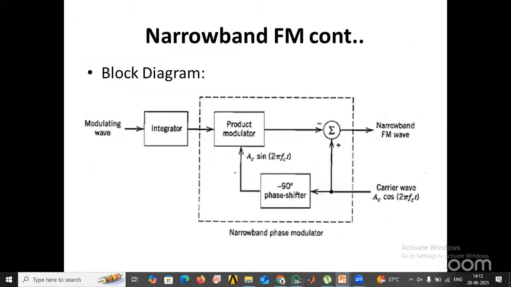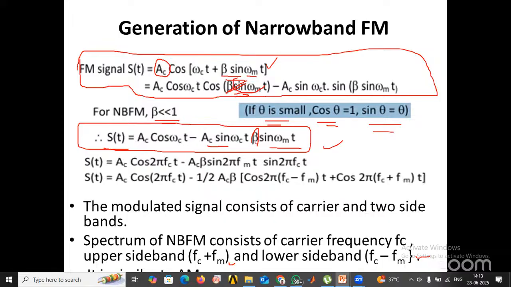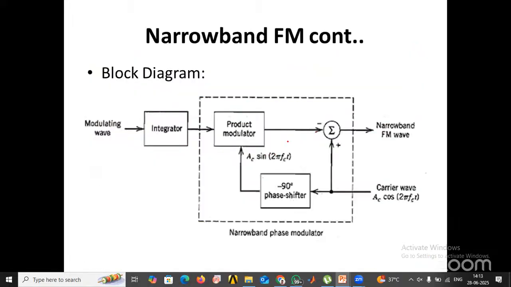So this is the diagram of narrowband FM, where the input has to pass through an integrator because some components need to be lost. After that we have a product modulator. As I told, the carrier frequency and the message frequency both should get multiplied. So a product modulator is used, and they get added, and finally we have narrowband FM.